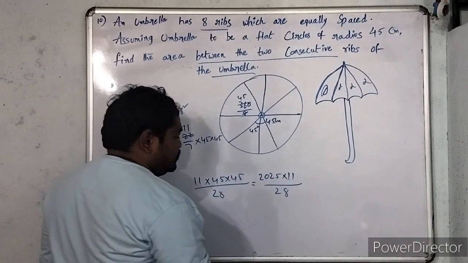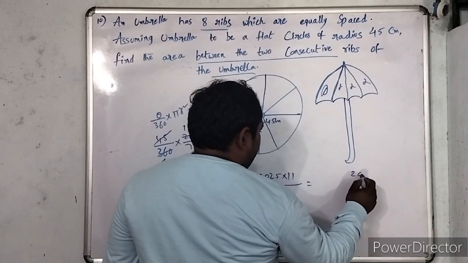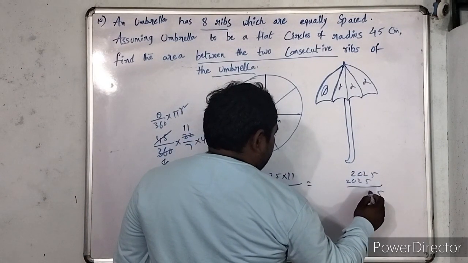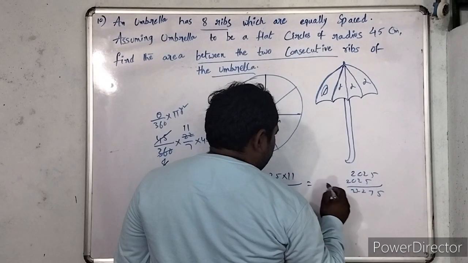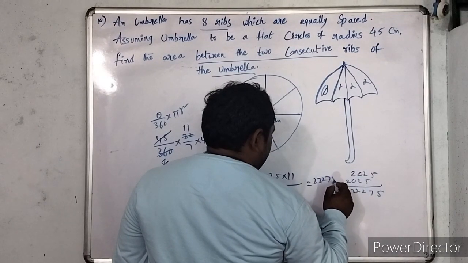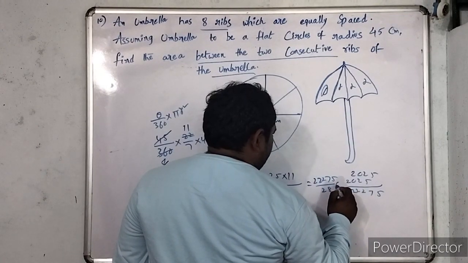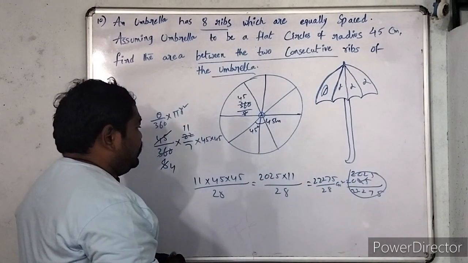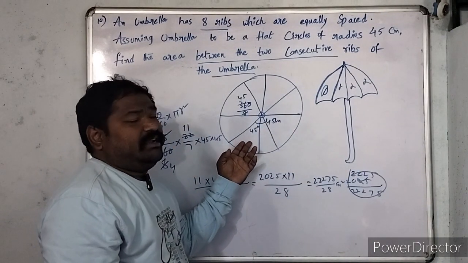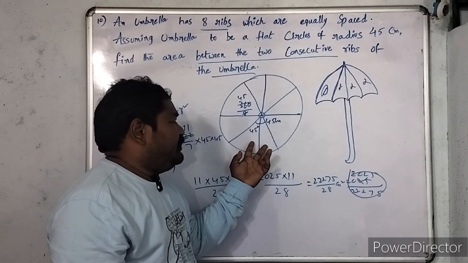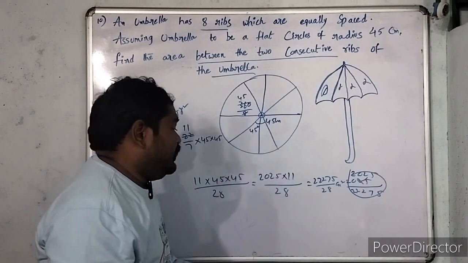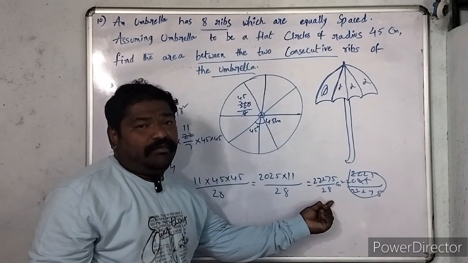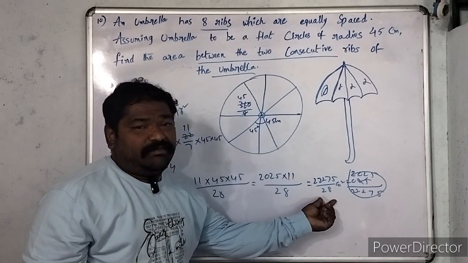There are no cancellations possible here. What is 2025 into 11? It is 22275. Therefore, 22275 divided by 28 centimeter square is the required area between two consecutive ribs of the umbrella. Okay, if possible, convert this into a decimal fraction. Thank you.